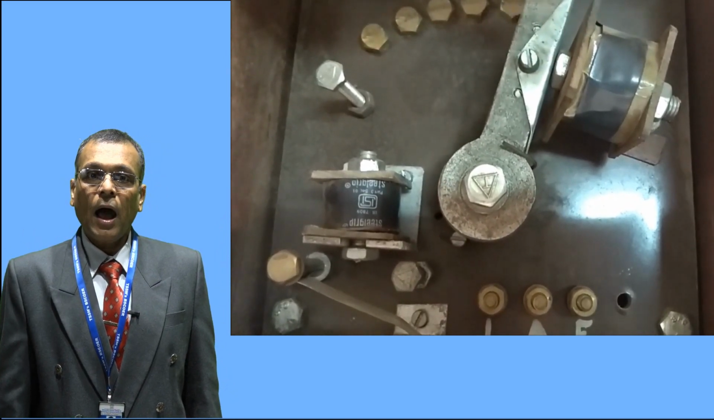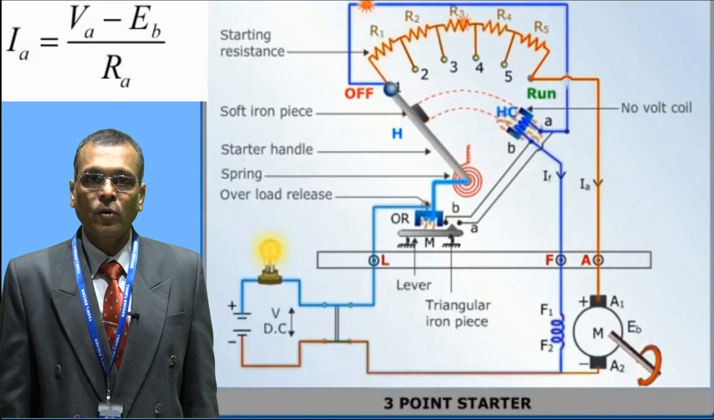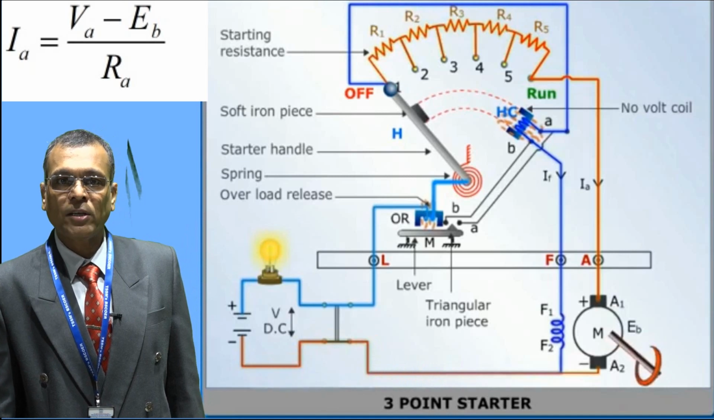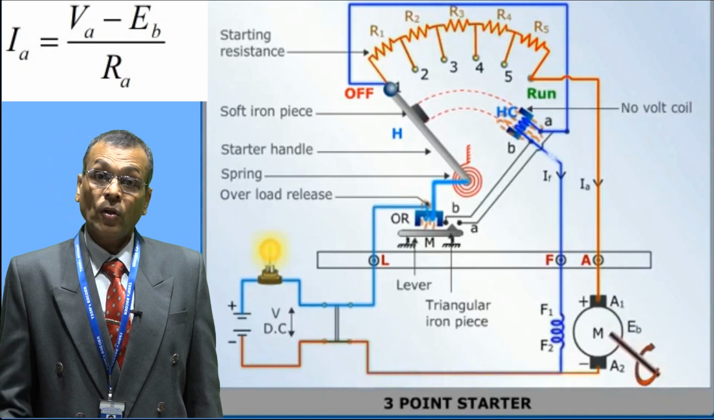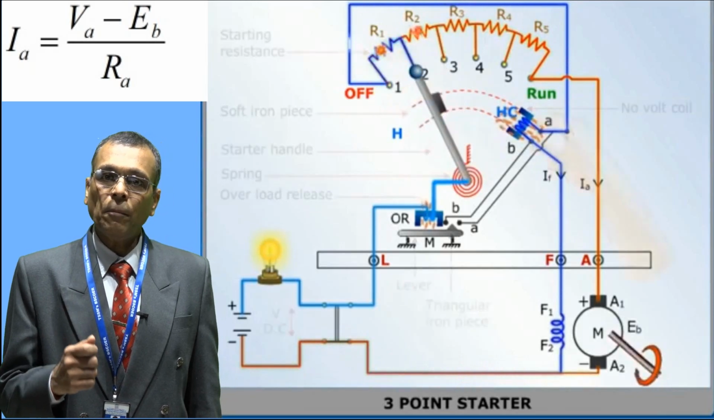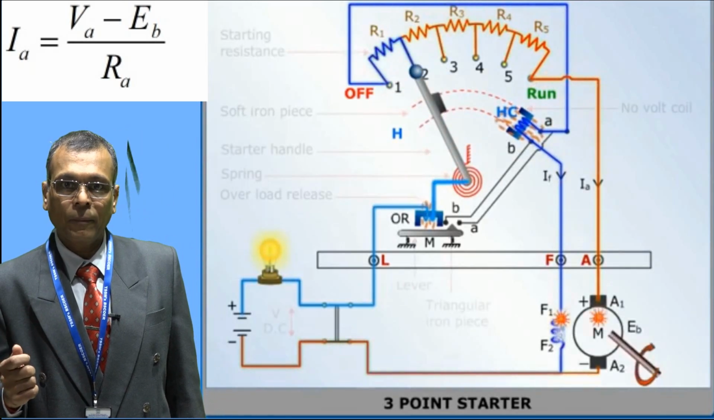We know that armature voltage is equal to back EMF plus the drop across armature resistance. So, rearranging this equation, we get Ia equal to (Va minus Eb) upon Ra.